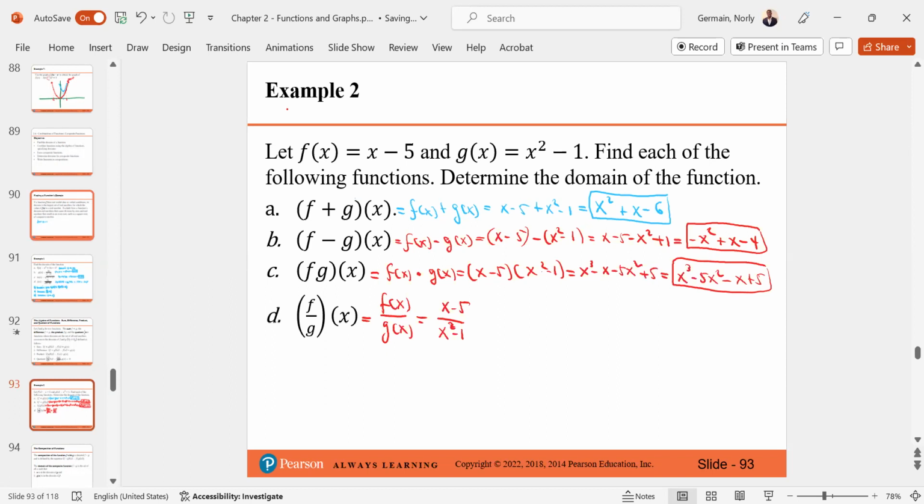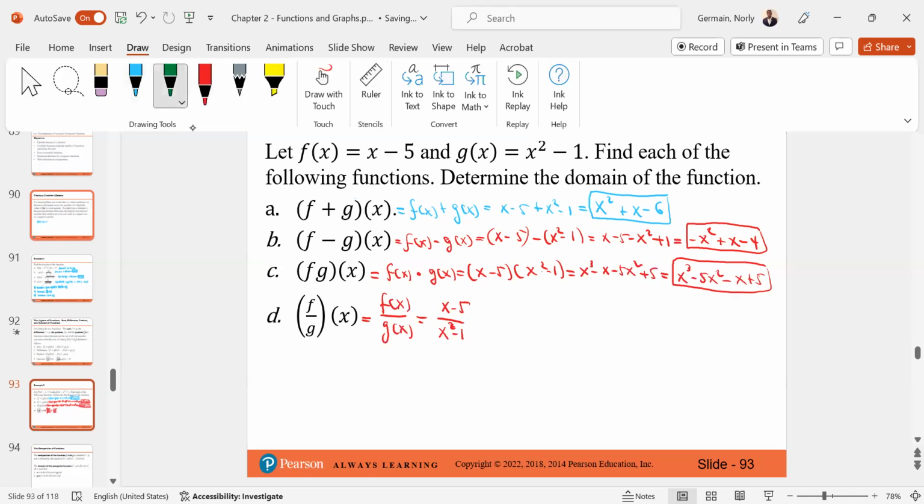They ask us to find the domain. Each of them, they request the domain. Look at the first one, A. I'm going to change the color for it. We're going to go domain.